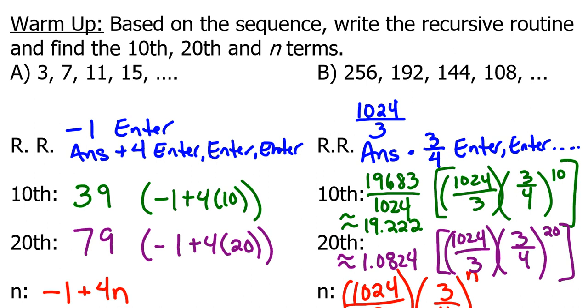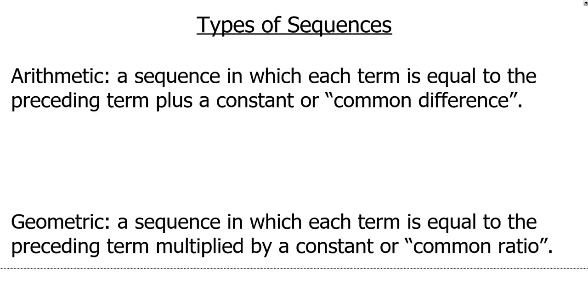Now, if you notice, we had two different types of patterns going on. One we were adding and one we were multiplying, and that refers to the types of sequences that we're using. If we have something that we're adding or subtracting, that would be called an arithmetic sequence, because there is a common difference. Now, if it had a multiplier, we could call that a common ratio. That would be considered a geometric sequence.